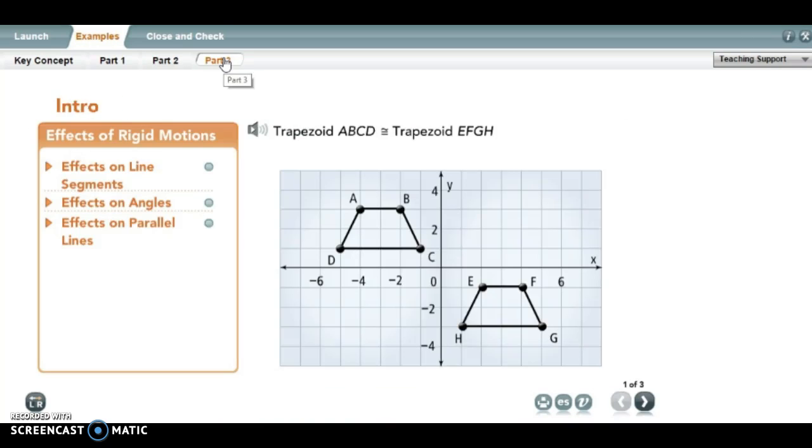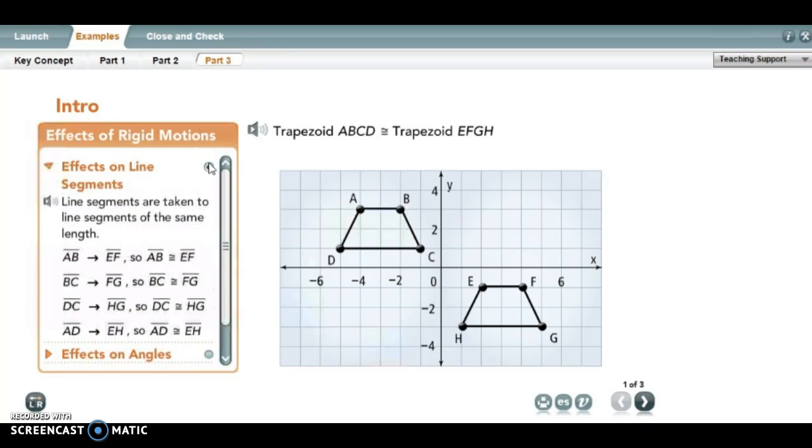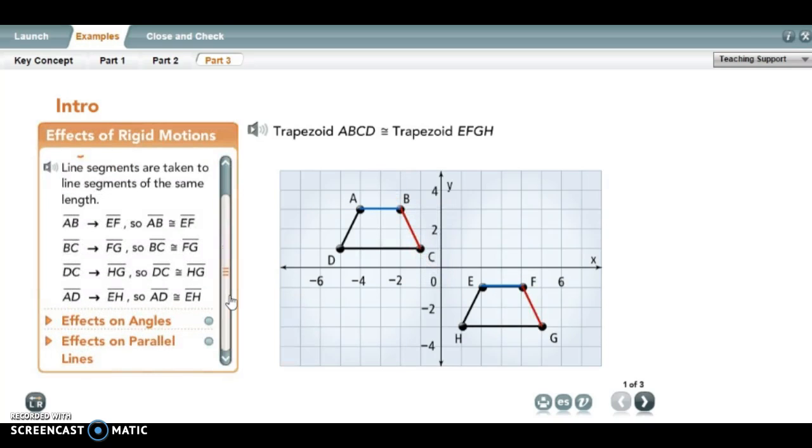Quick look at this because it's going to show you that these are congruent figures. When a figure is congruent, that also means that the line segments and the angles are congruent. So here we're going to see that AB is congruent to EF because it's the same length. And the same is going to be true with DC and HG, or FG and BC. So those are all going to be the same because they're congruent figures.